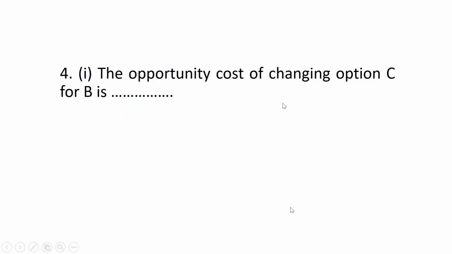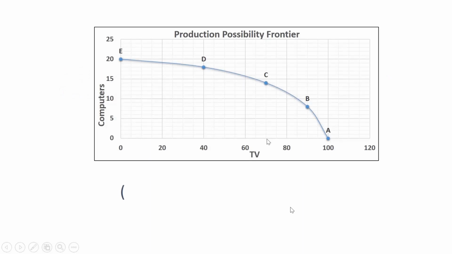Now, in question 4, we are changing our option. So we are already at C, and we are now moving to B. So what is the opportunity cost? At C, we have 70 units of TV. When we move to B, we have 90 units of TV. So when we change our option in this manner, we are going to get more of TV. So there's no opportunity cost in terms of TV.